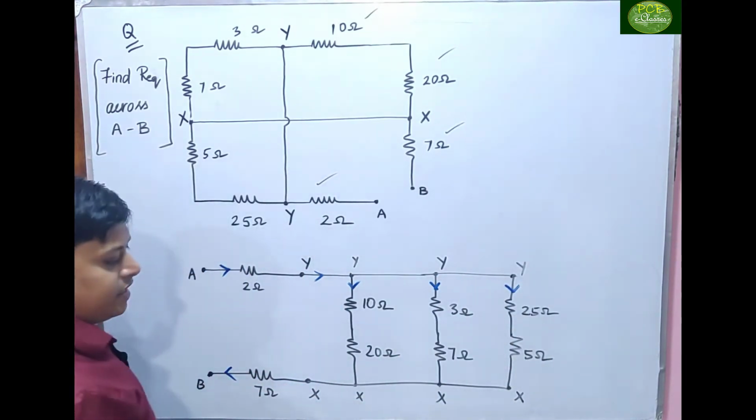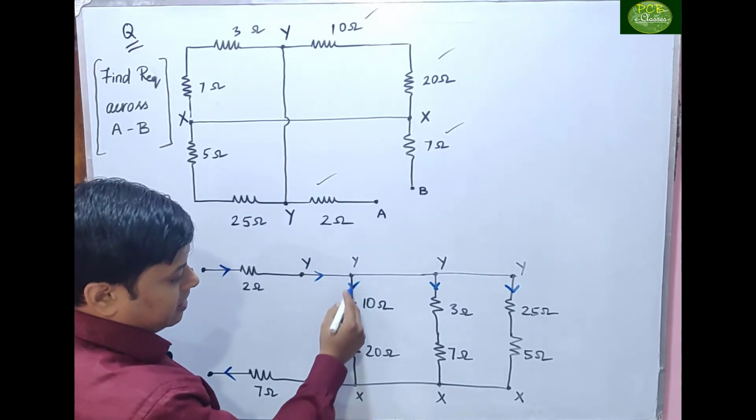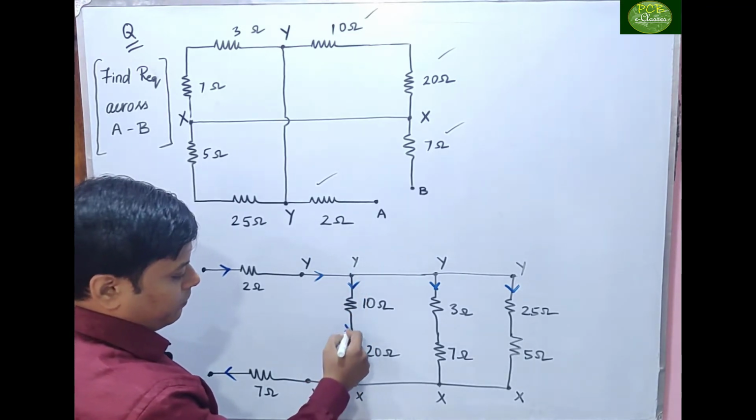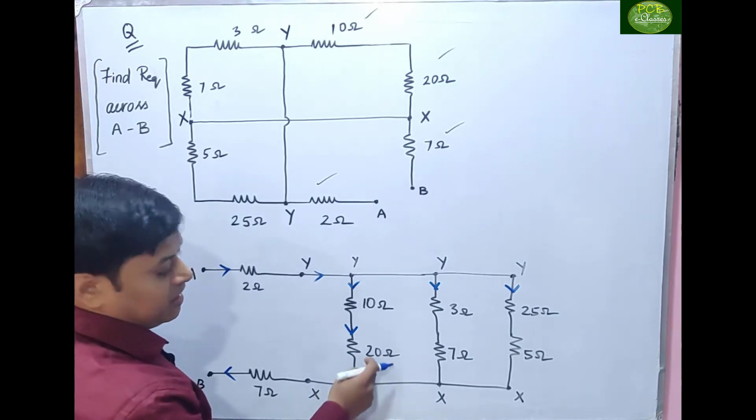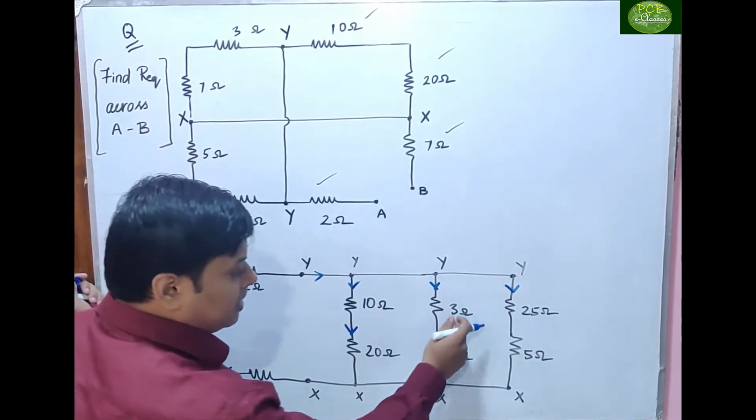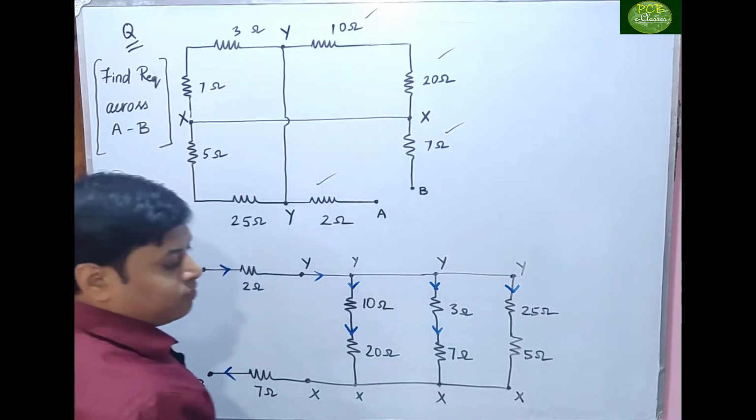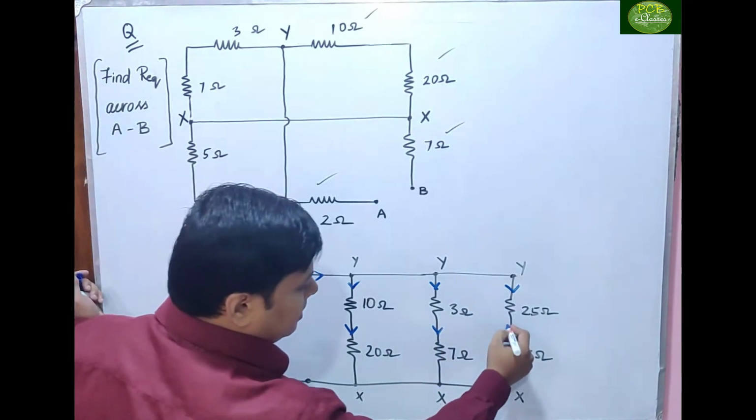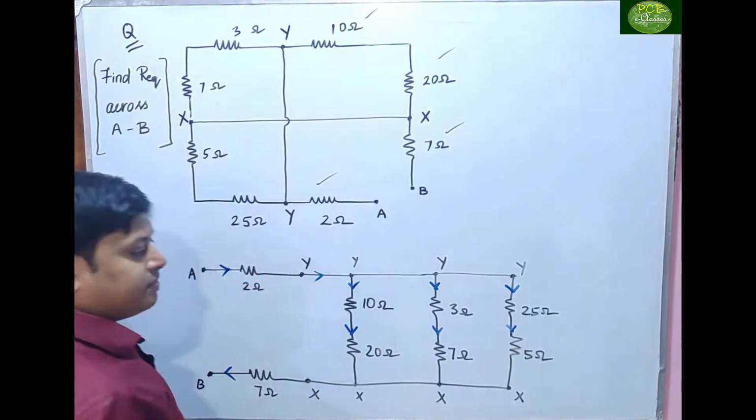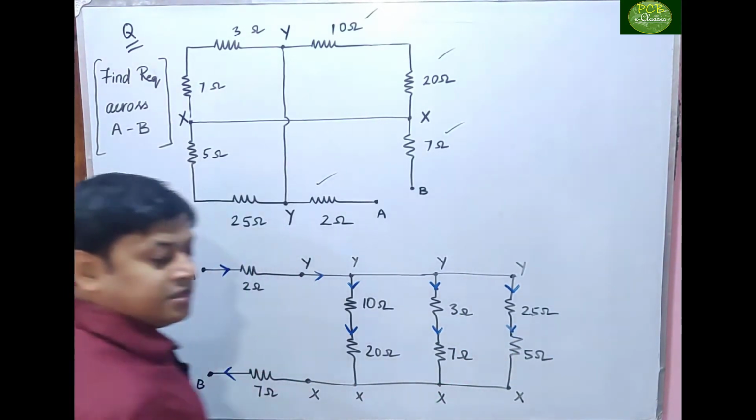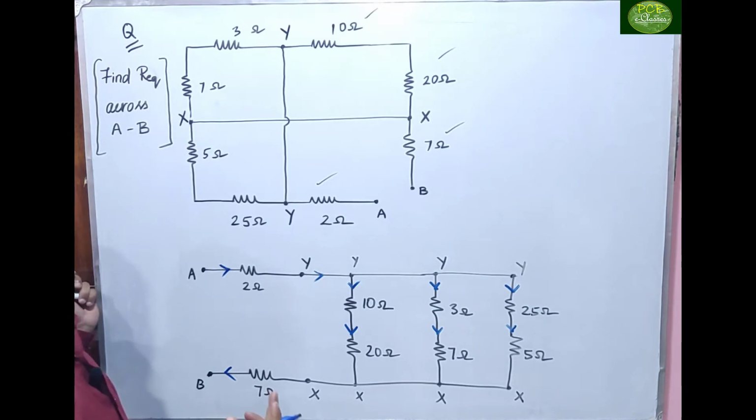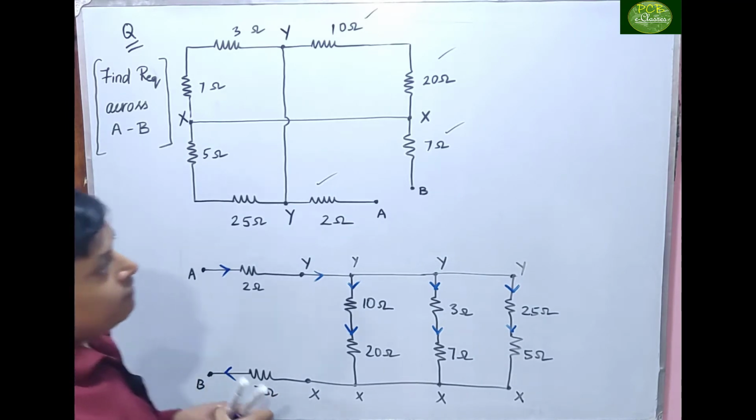You can see here the current entering the 10 ohm will enter the 20 ohm also. That means 10 and 20 are in series. Similarly, the current entering the 3 ohm and 7 ohm is the same. The current entering the 25 ohm and 5 ohm is the same. That means 3 and 7 are in series, and 25 and 5 are in series. So we will draw the equivalent circuit diagram. What will be the equivalent circuit diagram?